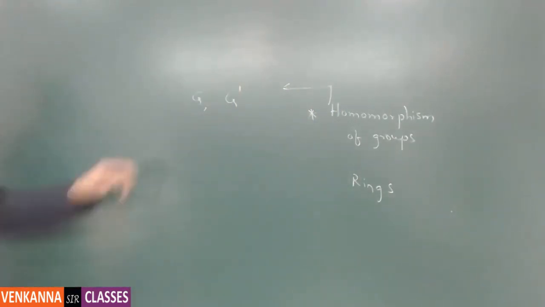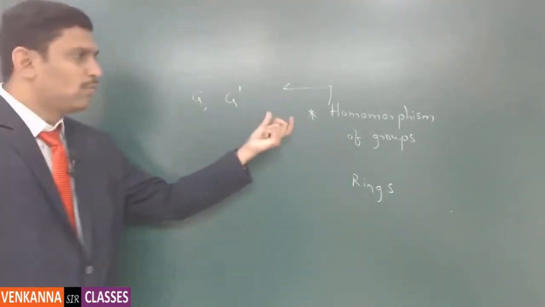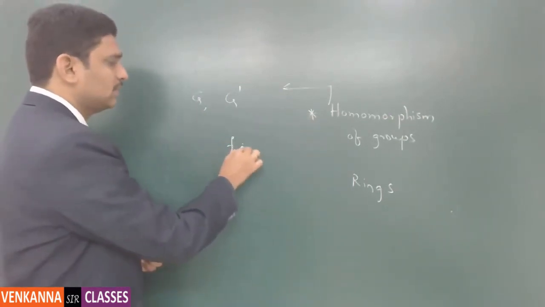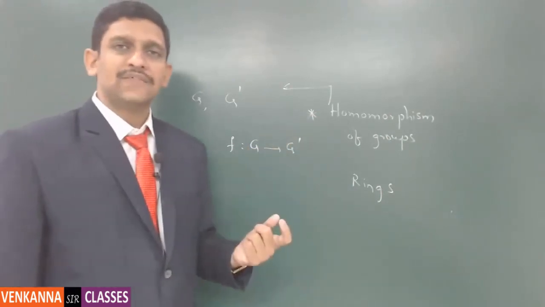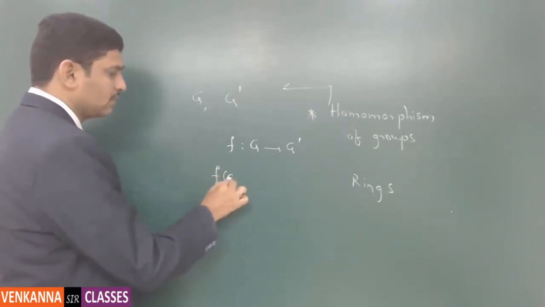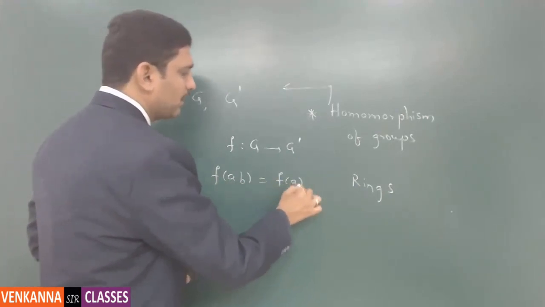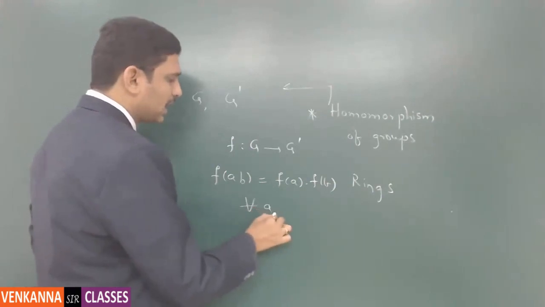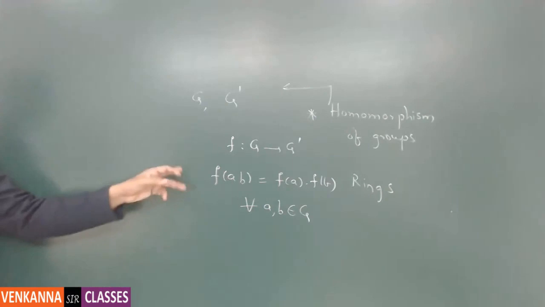So, if you go with the definition, let us take two groups G and G dash. Homomorphism is nothing but a function from G to G dash satisfying a property that f of AB equals f of A dot f of B for all A, B belongs to G. Please take a note of this.